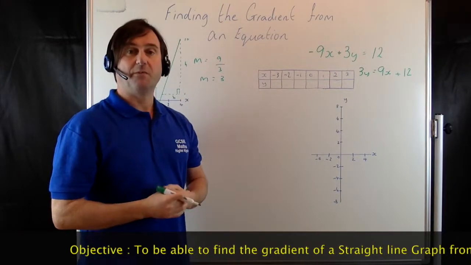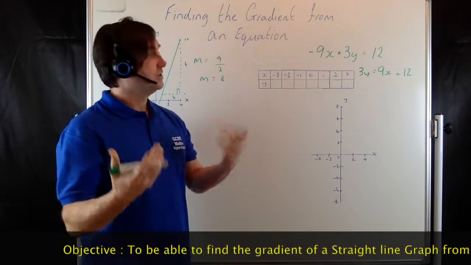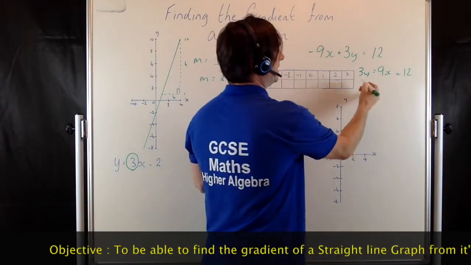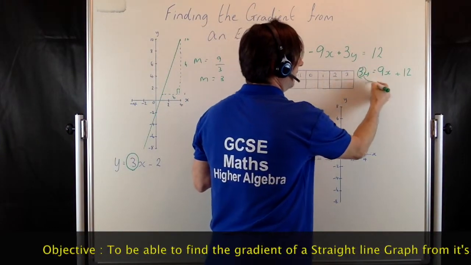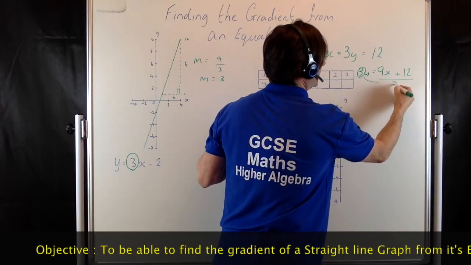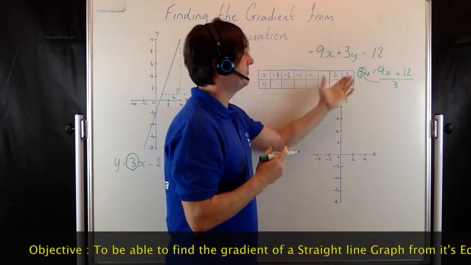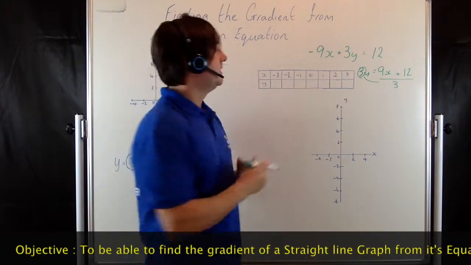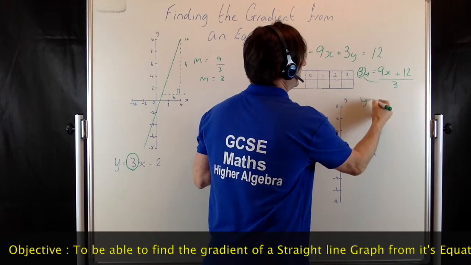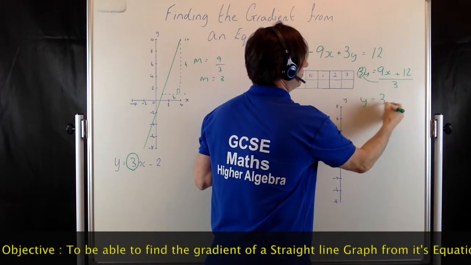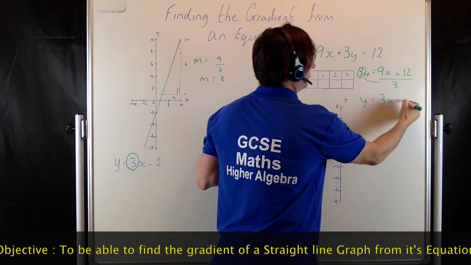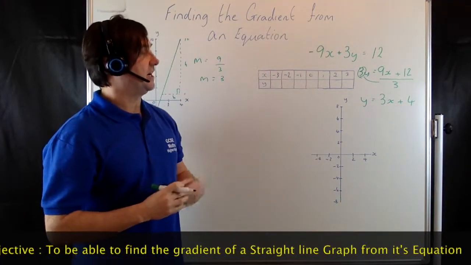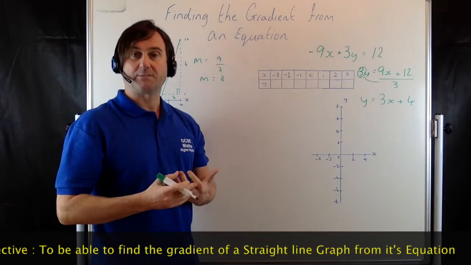Still not in the correct format. We need it to be y equals something x plus something. So we need to divide both sides by 3. If I divide 3y by 3, I get y. So I'm left with y equals 9x divided by 3 is 3x, and 12 divided by 3 is 4. So I've got my equation now in the form that I want it, y equals mx plus c.